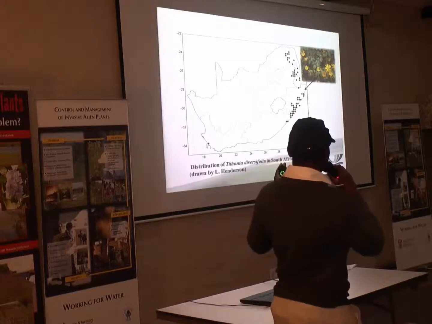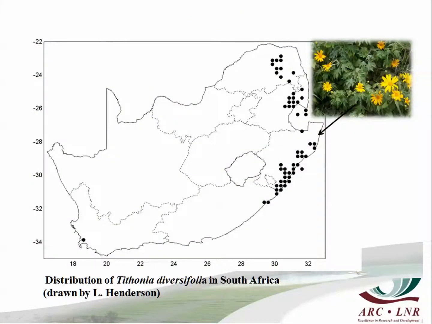This is basically the distribution map of Tithonia diversifolia in South Africa, where it is found in KZN, Mpumalanga and Limpopo.